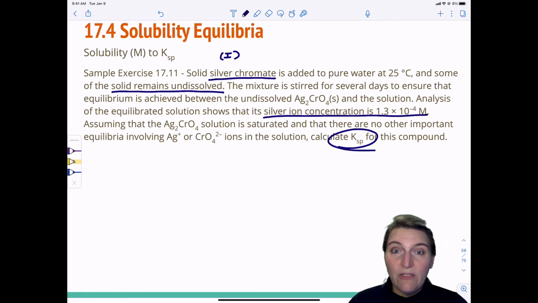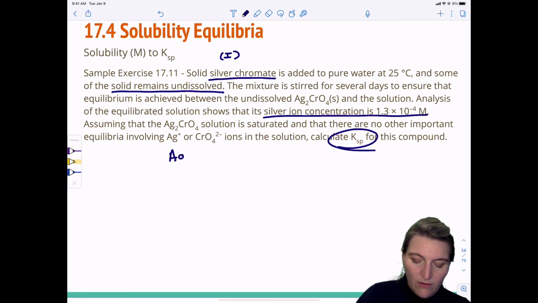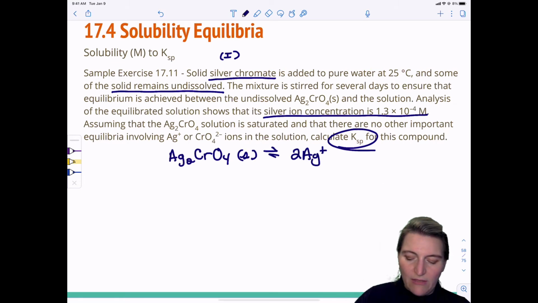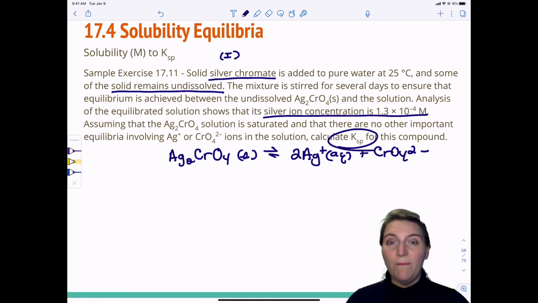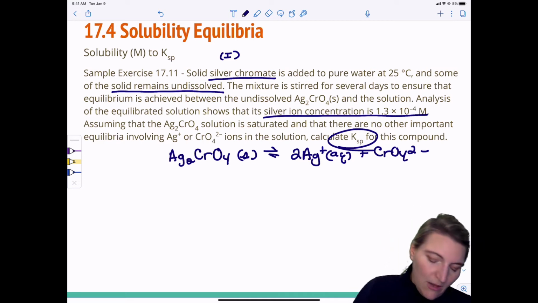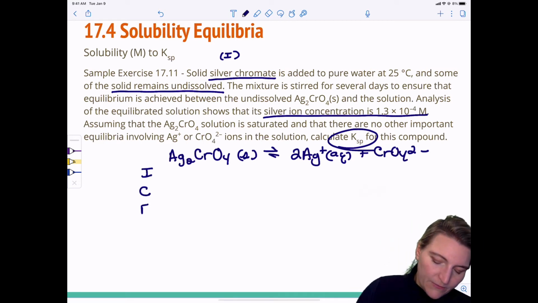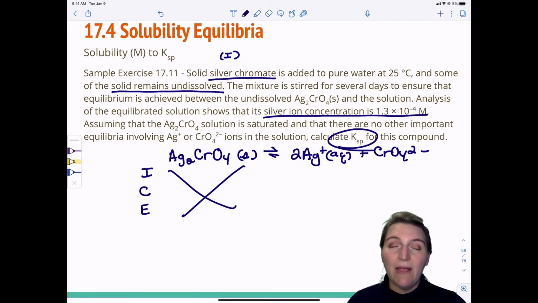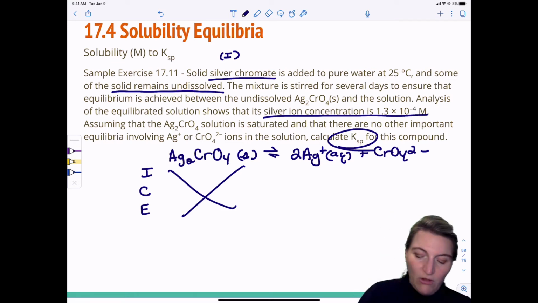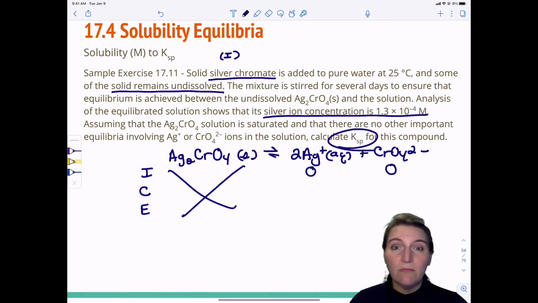So the first thing I like to do is write out a balanced chemical equation. So it'll be Ag2CrO4 solid in equilibrium with 2Ag+ aqueous and CrO4 2-. We will eventually get to a place where we'll maybe skip over this process, but let's look at an ICE chart here. First of all, I'm never going to worry about that entire side because it's a solid. The initial, right? Initially, these guys would have 0.